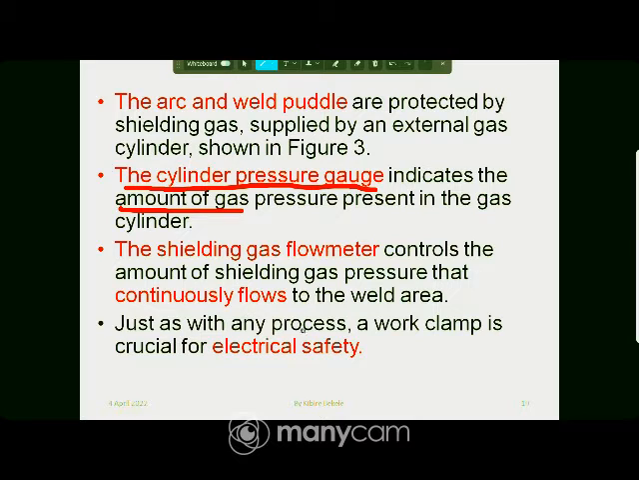So, just as with any process, a work clamp is another piece of equipment that makes the complete circuit. There is the work clamp. It is crucial for electrical safety. Sometimes you call this the ground cable, ground clamp, or hose clamp. It is used for electrical safety, and even for creating the full circuit of the welding process.